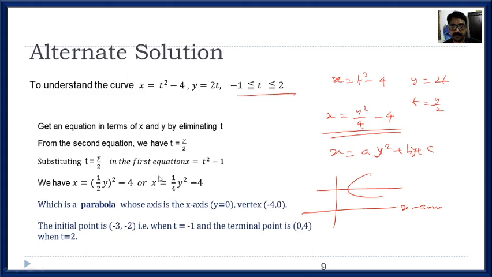It is a parabola whose axis is the x-axis, y equal to 0, vertex is minus 4, 0, we get.